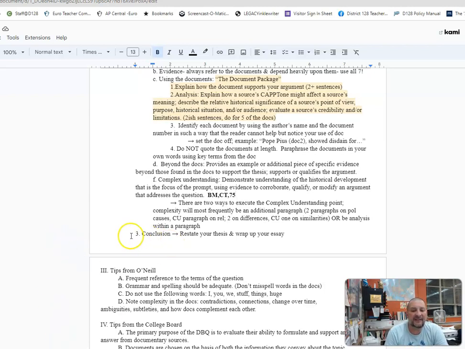And then lastly is your conclusion. You're going to restate your thesis and just wrap up your essay. It's going to be real short. Get in, get out, quit messing about, and go, go, go.